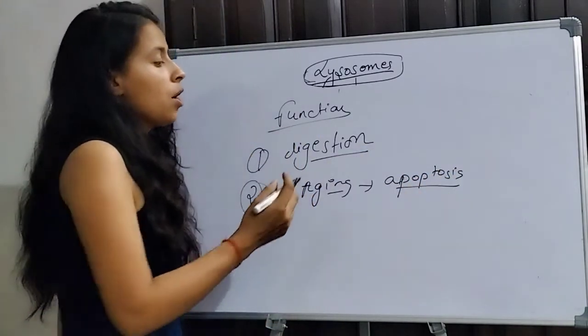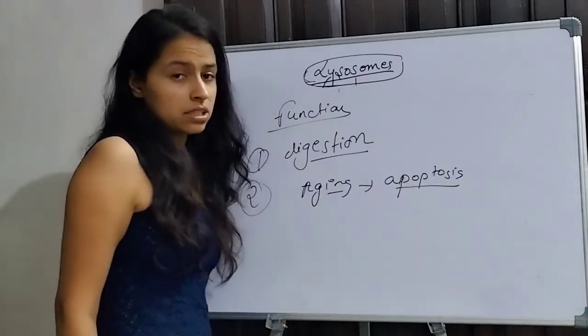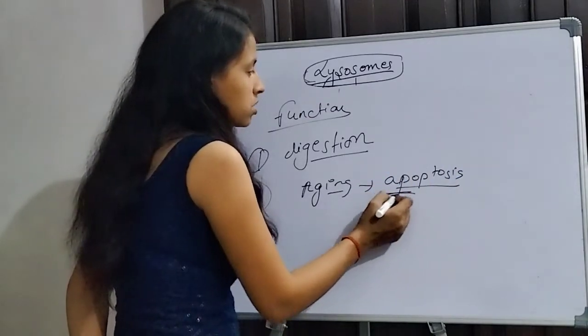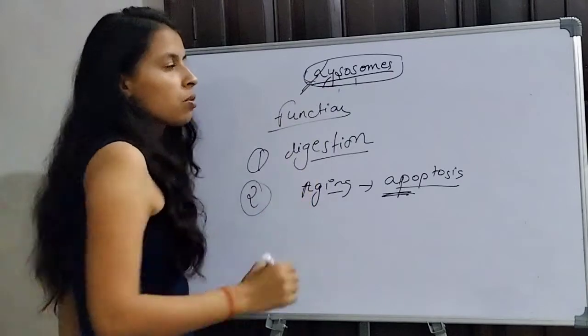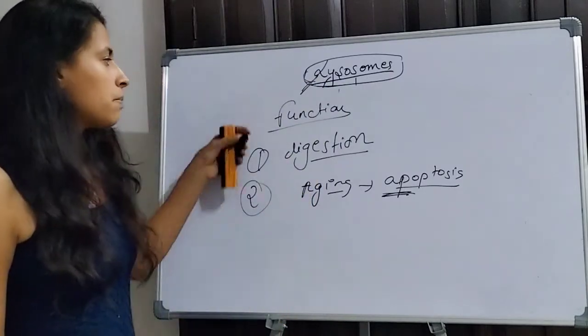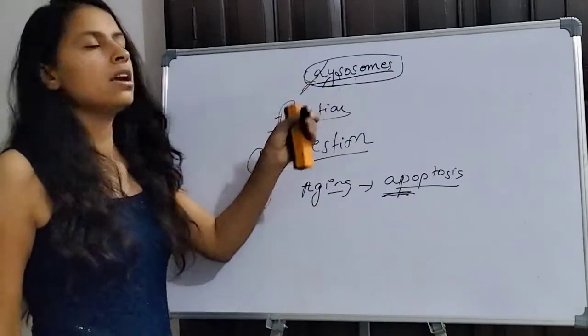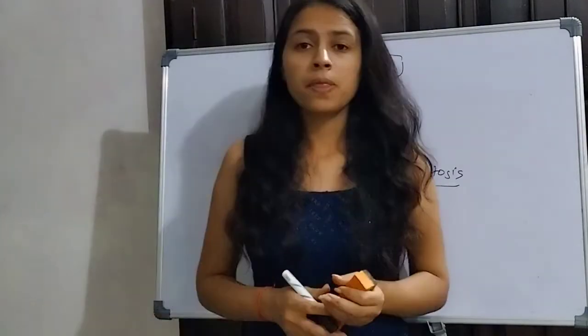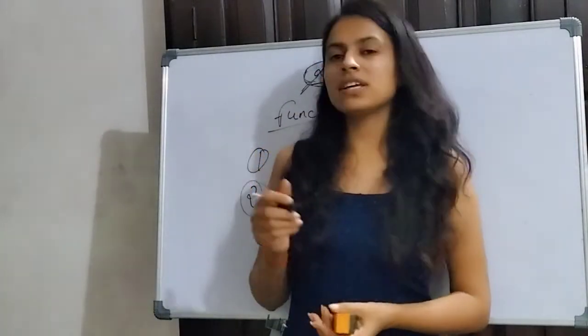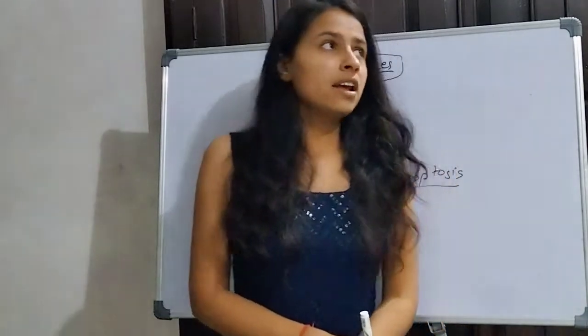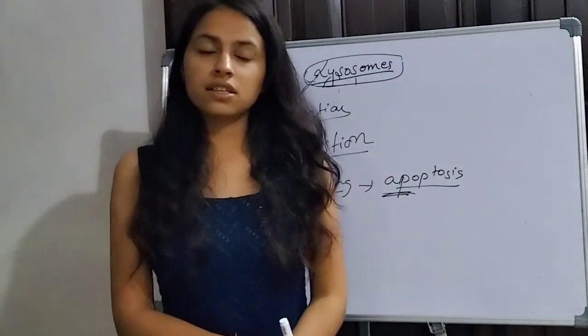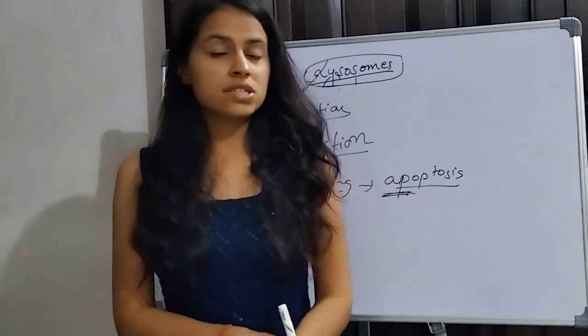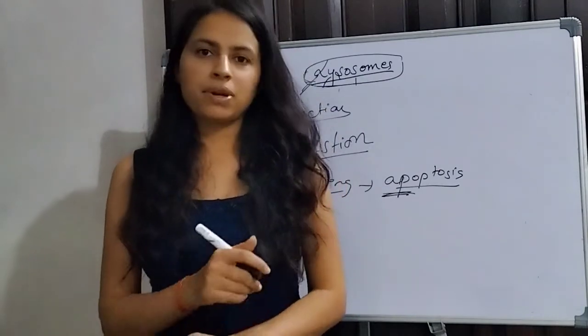Apoptosis means programmed cell death. This process is performed by lysosomes also. So there are many functions performed by lysosomes. I hope this topic is clear today, and in my next video I will start vesicles, which is the last topic of the endomembrane system.